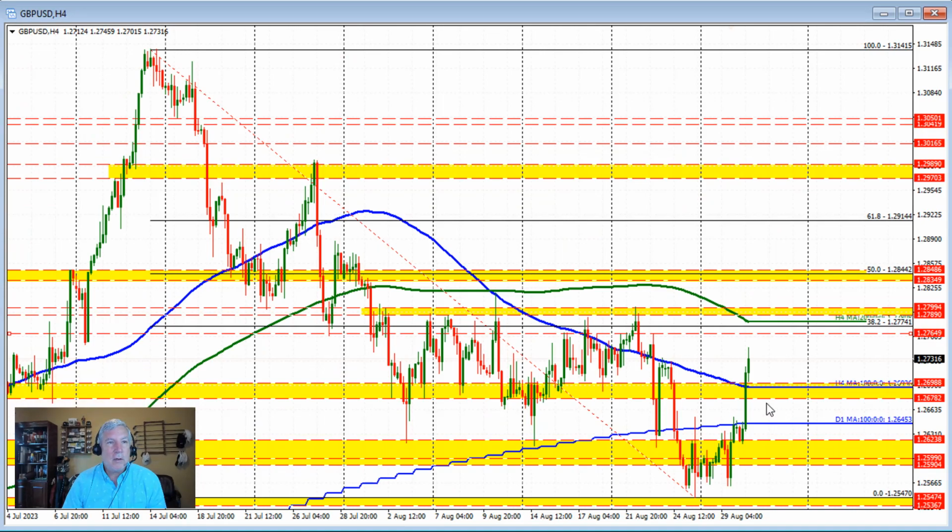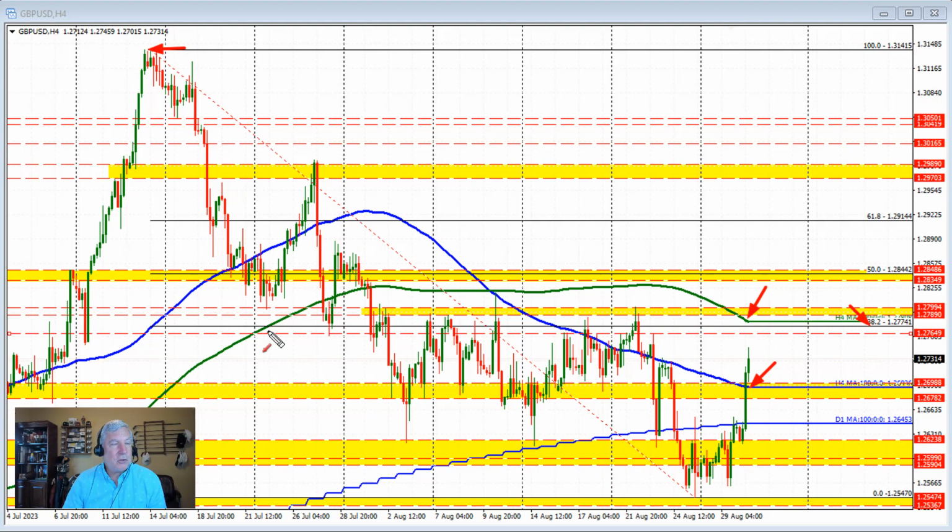Let's take a look at the sterling versus U.S. dollar on the 4-hour chart. We moved above its 100 bar moving average. That's the blue line in this chart. It currently comes in at 1.2693. And as long as the price can remain above that level, the bias remains more to the upside. On the topside, we do have the 200 bar moving average and the 38.2% retracement around the 1.2774 to 1.2783-ish area, of this move down from this high.